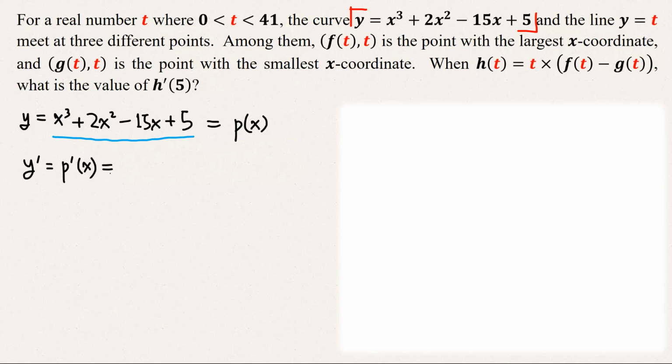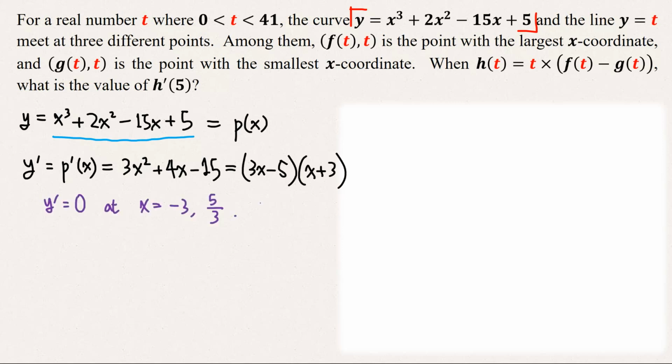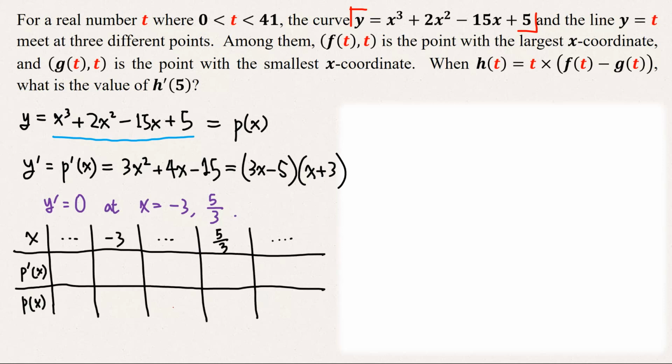First, we take the derivative, which gives 3x squared plus 4x minus 15, which is (3x minus 5) times (x plus 3). So the derivative is 0 at x equals minus 3 and 5 over 3. Therefore, we create this table. So the derivative is 0 here and 0 here, and positive here and negative here and positive here. So the function increases, decreases, then increases again.